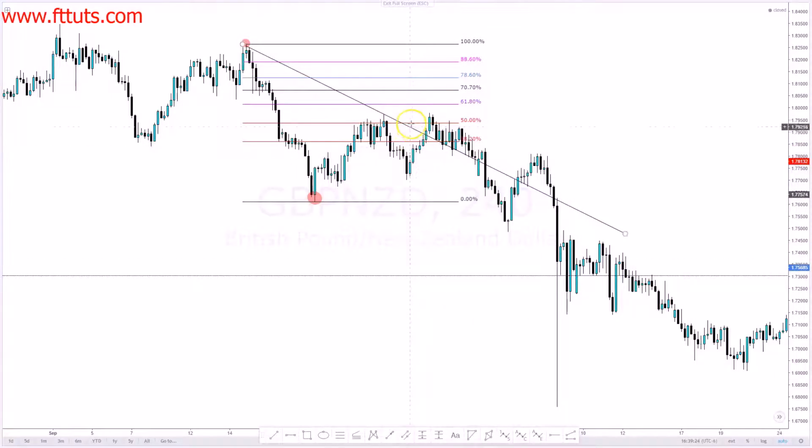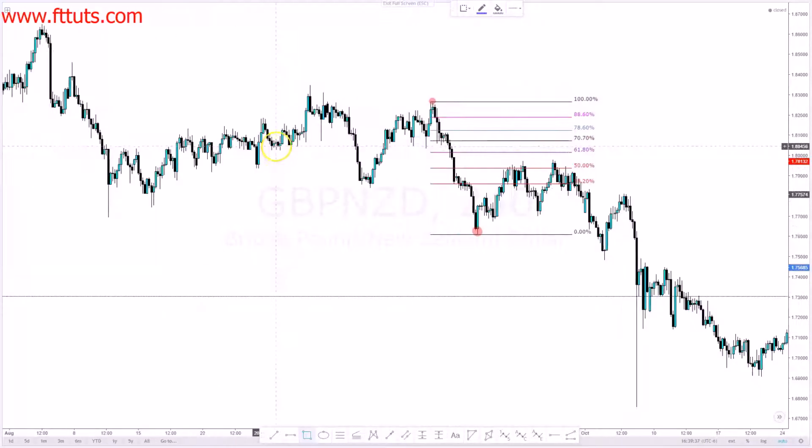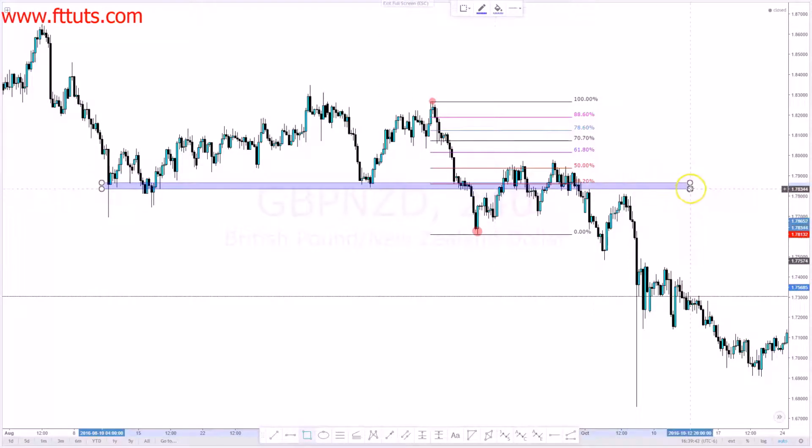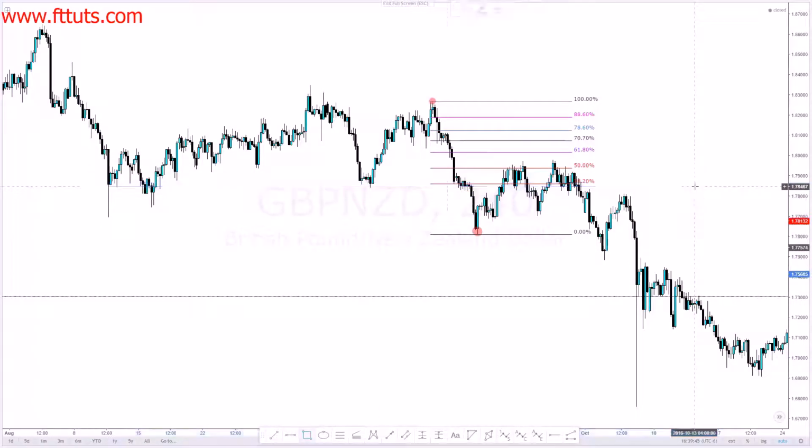Alright, so whenever you're using Fibonacci, make sure to look left, okay? So you see how this rejected at the 50% right here before it continued downwards? I'm going to look left, look for structure. A lot of structure right here. See it? Structure all along here. See 50%, look left, a lot of structure.